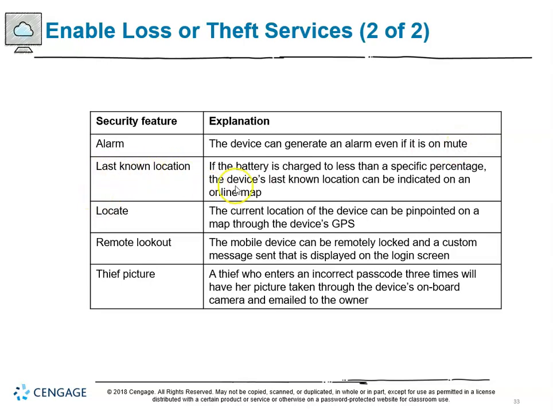Last known location: if the battery is charged to less than a specified percentage, its last known location can be indicated on an online map. You can also locate it using the device's GPS. And there's also remote lockout, the slide says lookout but that should say lockout. The mobile device can be remotely locked and a custom message sent that is displayed on the login screen.